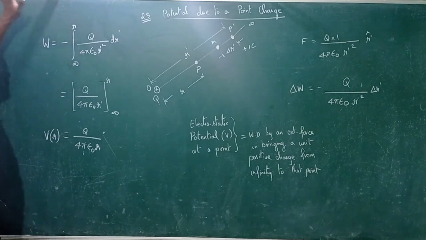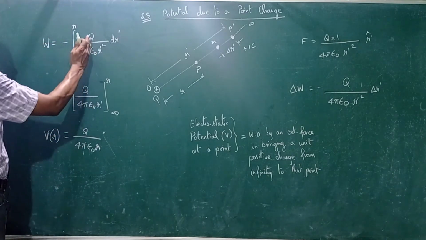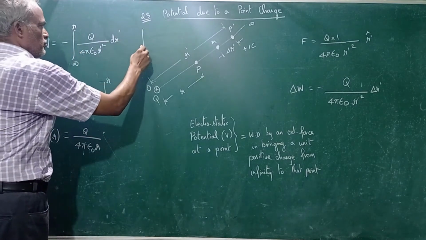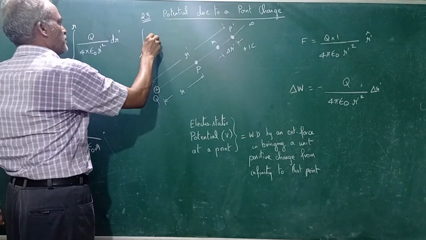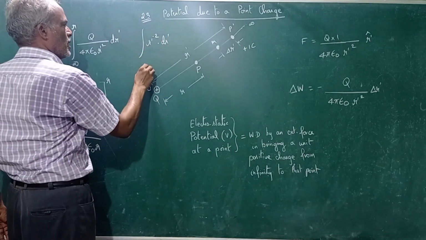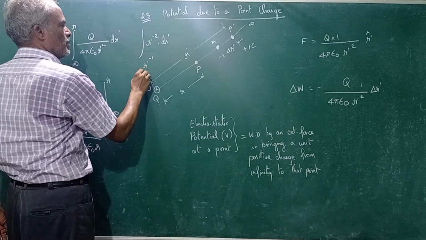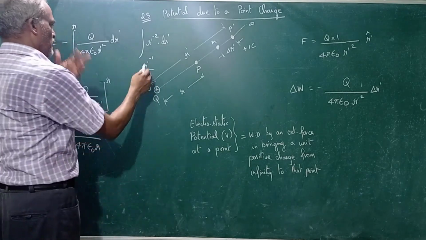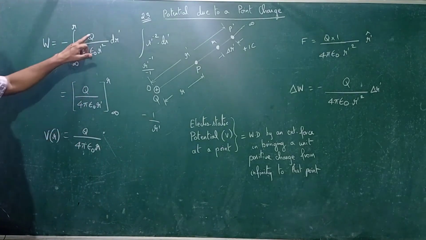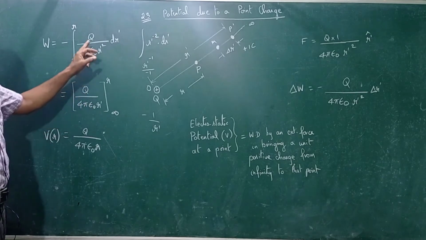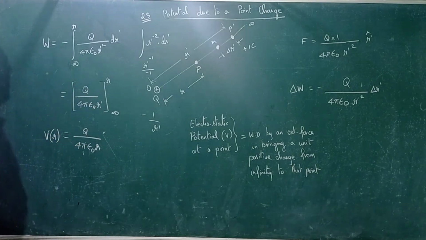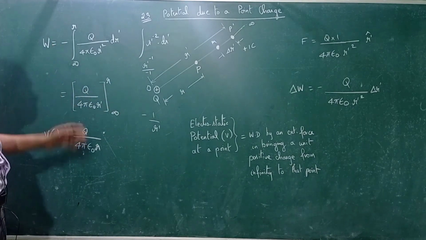Now if you integrate this, q by 4 pi epsilon naught is constant, so you can take it out. The r dash square goes to the numerator as r dash power minus 2 into dr dash. This will result in r dash power minus 2 plus 1, divided by minus 1, so this will become minus 1 by r dash. That's how you get this, because q by 4 pi epsilon naught is constant. So the integration of 1 by r dash square is minus 1 by r dash, and you have a minus sign, so minus minus will become plus.